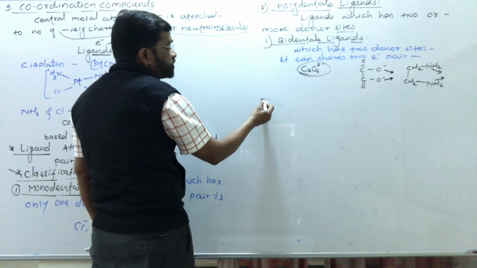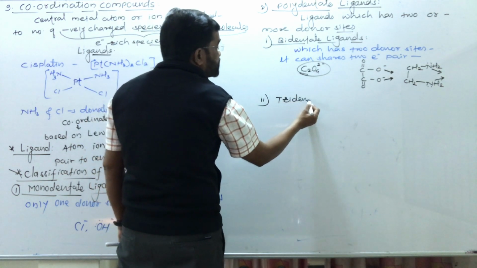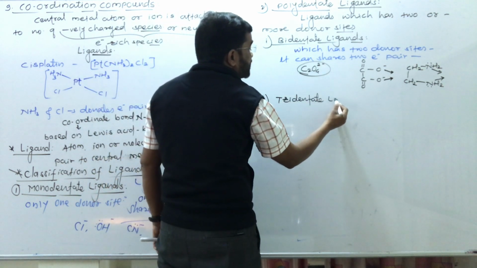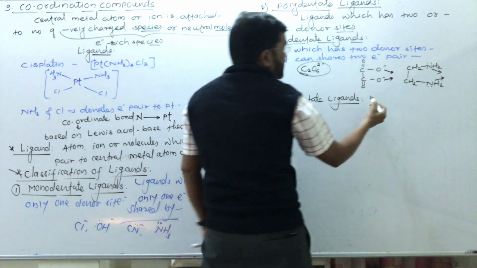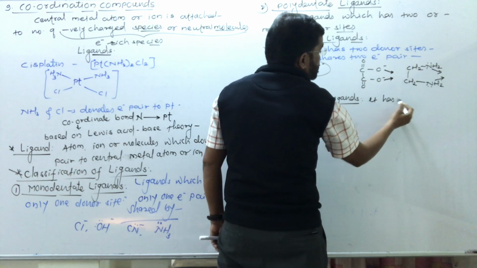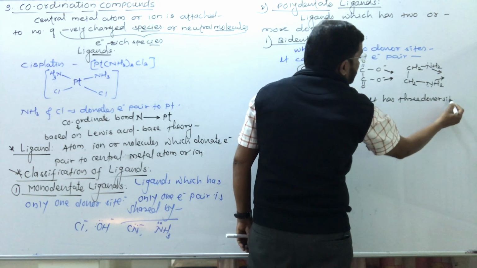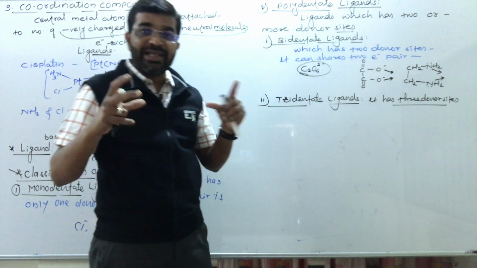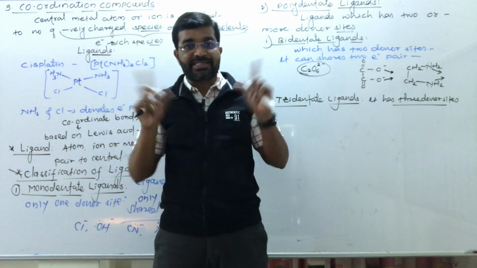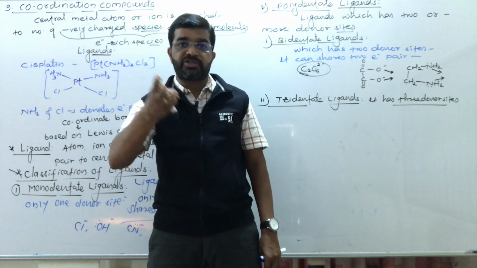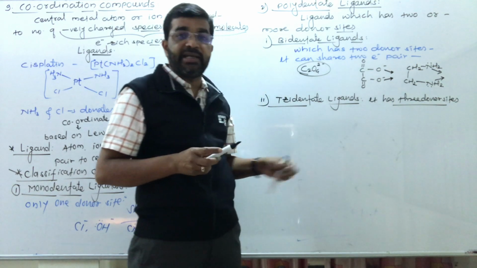Now you see the next type, the tridentate ligands. Tridentate ligands are ligands which have three donor sites. That means such a ligand, only one species, only one molecule, can share three electron pairs with the central atom or metal ion. Therefore, that is called a tridentate ligand.